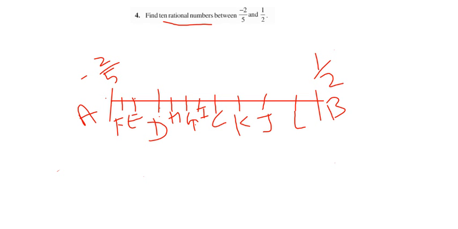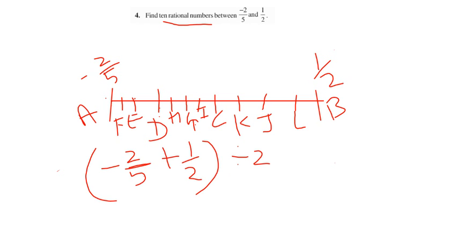But to find the mean, mean means middle point. So how do you find the middle point? You add this together, minus 2 and 1 half. This is the addition. You learned adding a positive and a negative number, and then you divide by 2. So that will be the middle point. Your C point will be like that. So if you take minus 2 and 1 half, the common denominator will be 10, so it will be 2 here and 5 here, and minus 5 by 2 multiplied by 2 becomes minus 4 and 5 then plus 5 on the top, right?